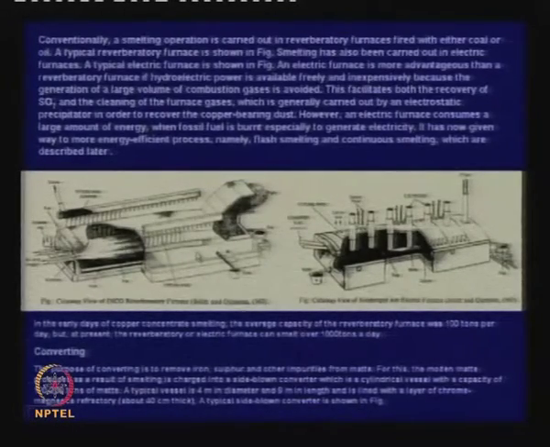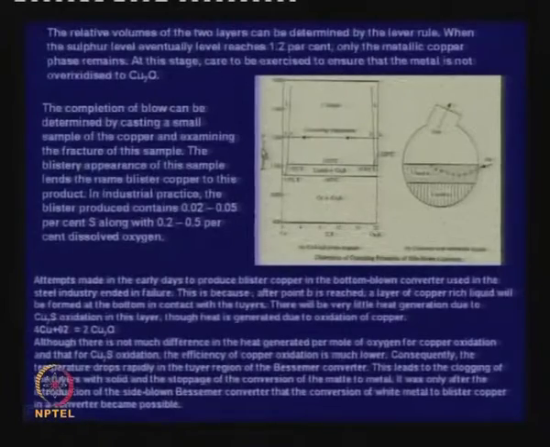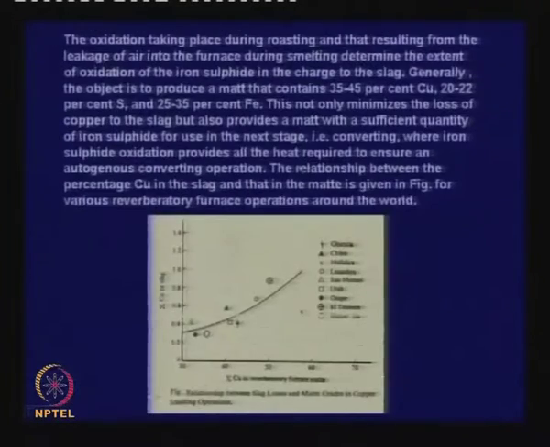These are the conventional reverberatory smelting furnace, or it can be an electric smelting furnace. Finally, there is converting in a side blown converter. We cannot blow from the bottom. I have discussed exactly what happens when the converting reaction takes place. I have talked about copper loss in slag, which is related to percentage copper in reverberatory furnace matte.